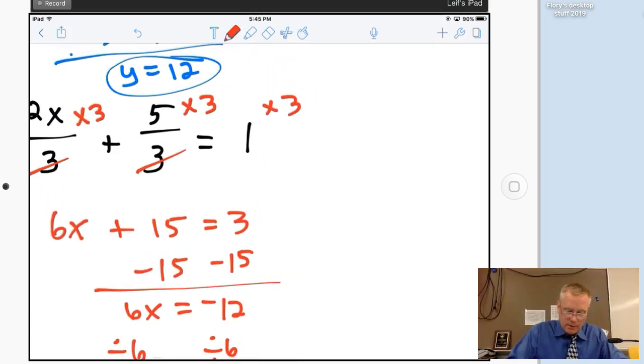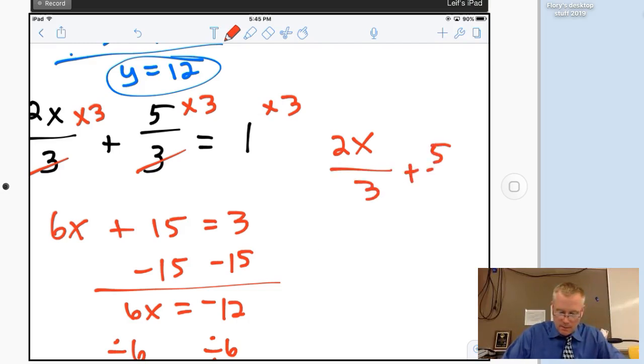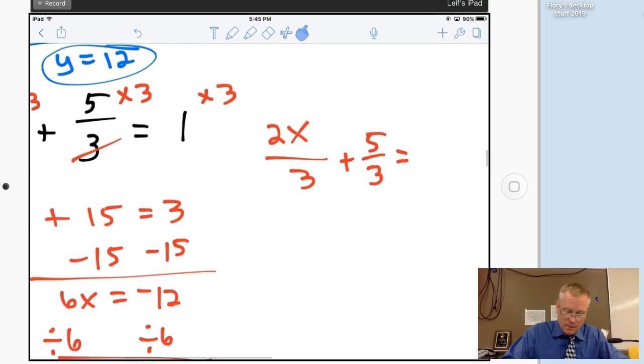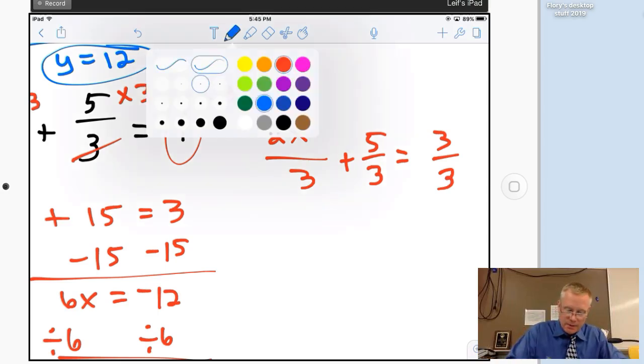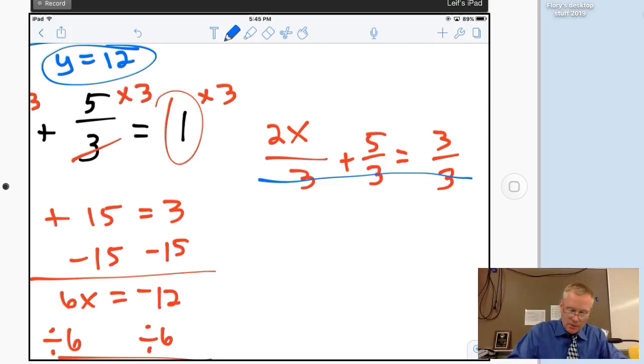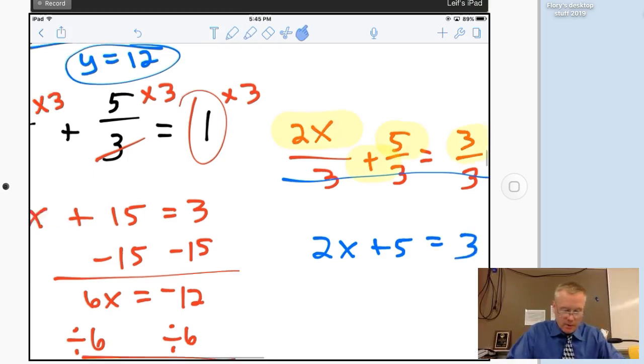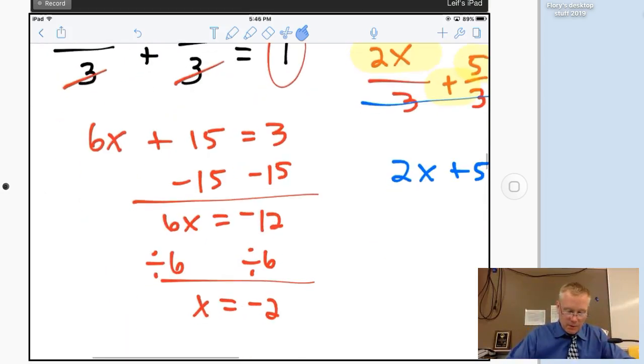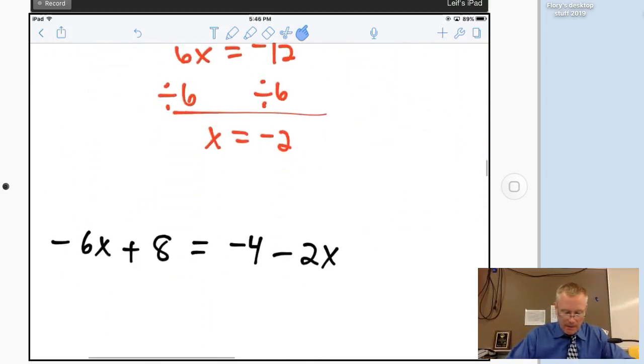Another way I could have done this is if I turn that 1 into 3 over 3, you can actually cancel out all the denominators if they're all the same like that. It's kind of a crazy thing you can do, but then you'd be left with 2x plus 5 equals 3. You're just left with what's in the top when you do that, which ends up being the same thing. I still kind of like the multiplying by 3 thing. If you multiply everything by 3, all right?